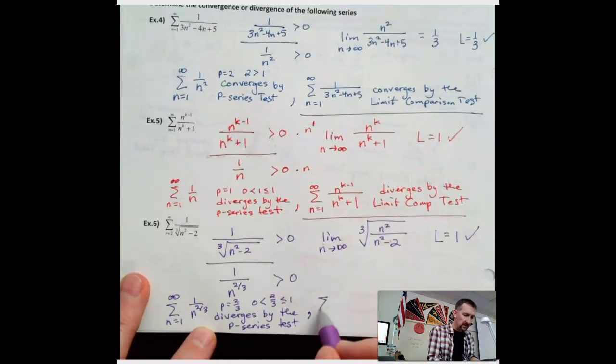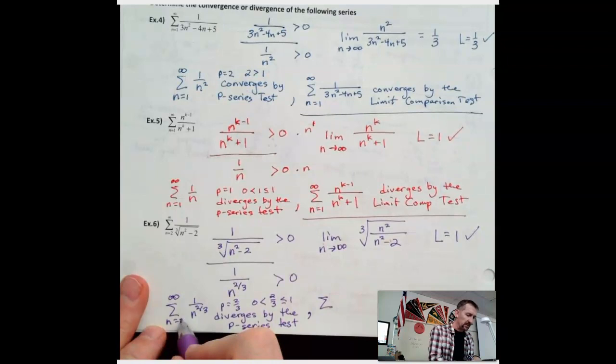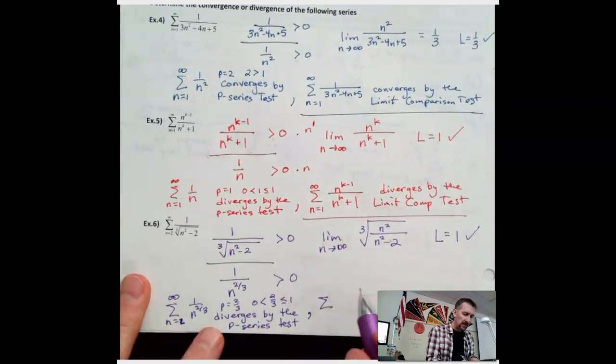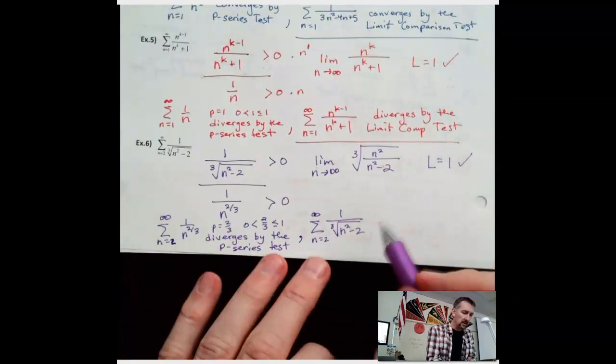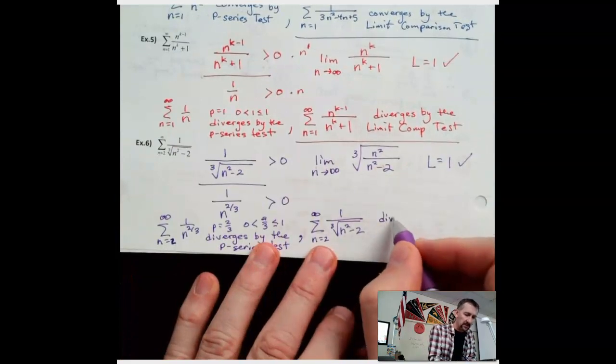So that means, I guess I should have put a 2 there, so n equals 2 to infinity of the other one. Remember, they both do the same thing. So if that diverges, then this diverges also.